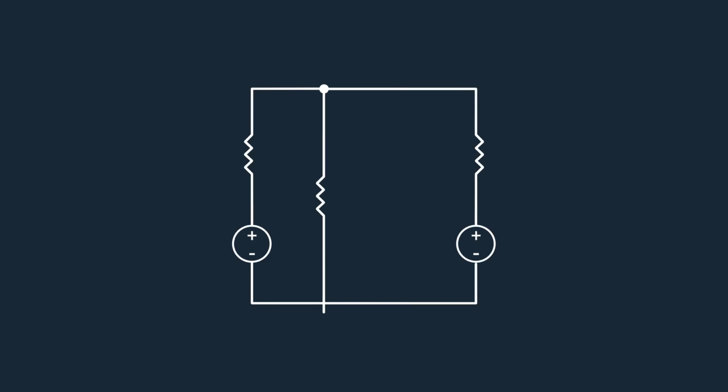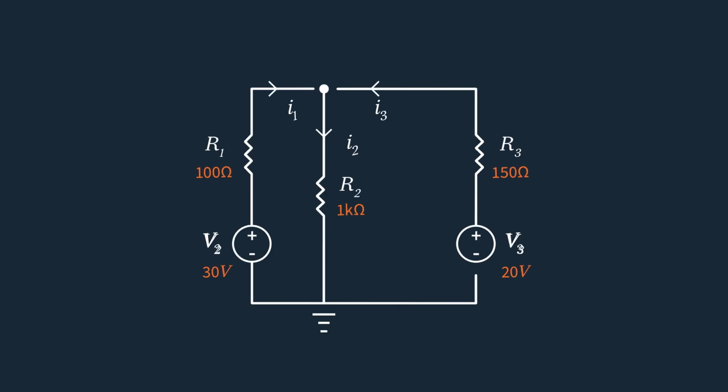In our next example, we'll use a more complex circuit. Let's consider the following setup. There are two voltage sources, V2 equals 30 volts and V3 equals 20 volts, along with three resistances. R1 equals 100 ohms, R2 equals 1000 ohms, R3 equals 150 ohms. Current I1 passes through R1, I3 flows through R3, and I2 flows through R2. Let's calculate the branch currents I1, I2, and I3. As you may observe, I1, I2, and I3 all flow through their respective resistors, meeting at node V1.